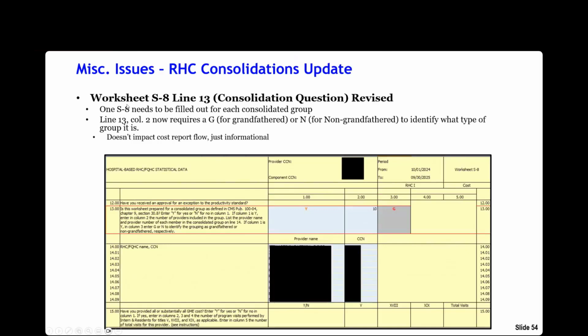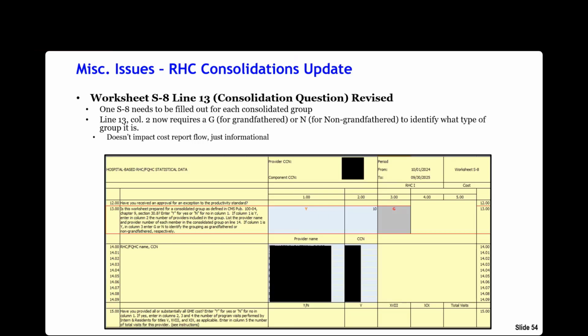A quick update about the consolidation issue. They also updated the worksheet S8 for the consolidation question. We talked about this last time as well. We said after multiple rounds of clarification from CMS, they came back and said providers or these RHCs in a hospital can consolidate into 2 potential groups, no more though. And they don't need to consolidate.